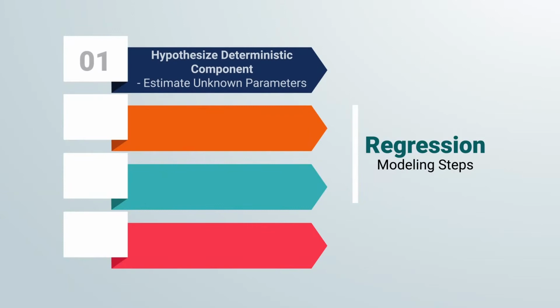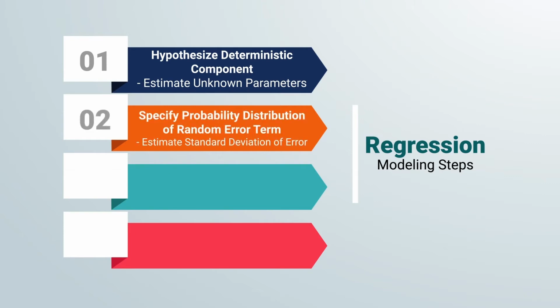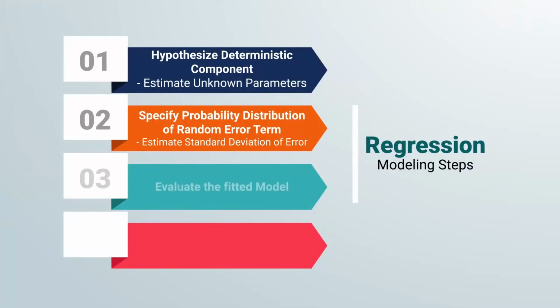If you see these regression modeling steps: the hypothesis, the deterministic component, estimating the unknown parameters, the specific probability distribution of the random error term, and the estimated standard deviation of the error. We will talk more about it, because the standard error is one of the important ways by which you are going to complete the whole equation. Then evaluate the fitted model, and use the model for prediction and estimation.